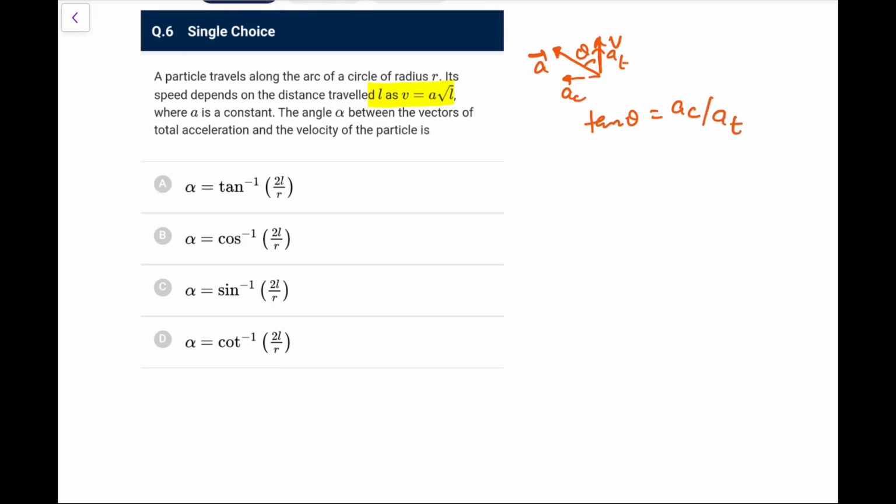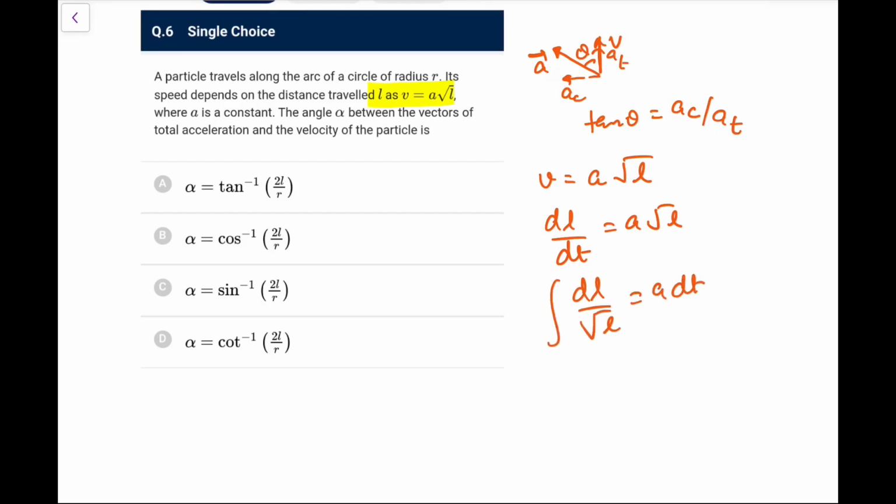Now first of all, v is equal to a root L. So v, I can write it as dL by dt, because it is the distance. So dL by dt is a root L. So dL by root L is equal to a dt. So if I integrate it from 0 to t, from 0 to L, this would be 1 by root L.